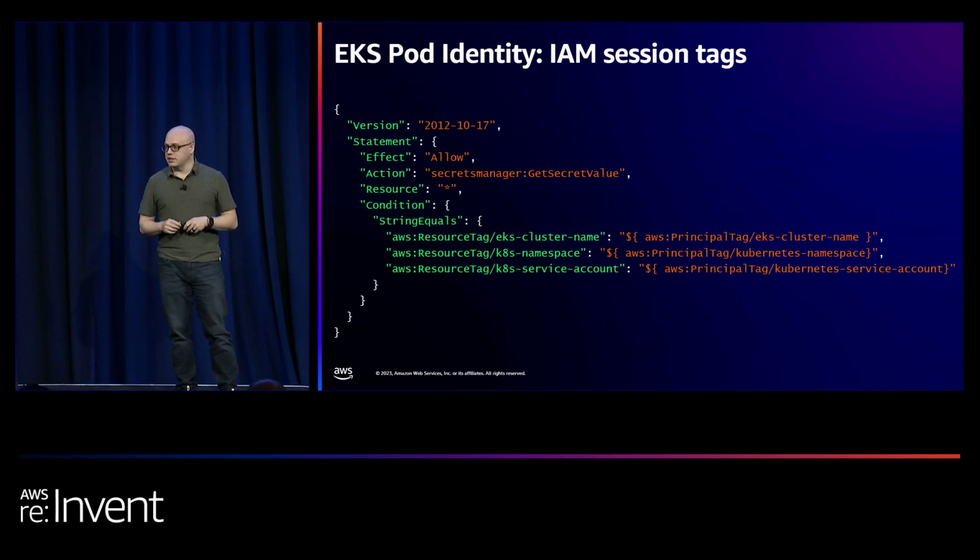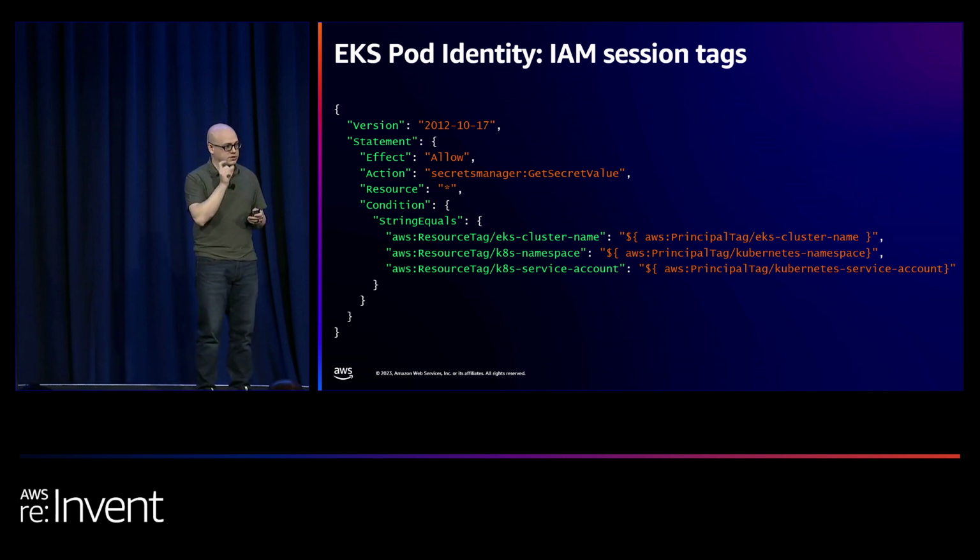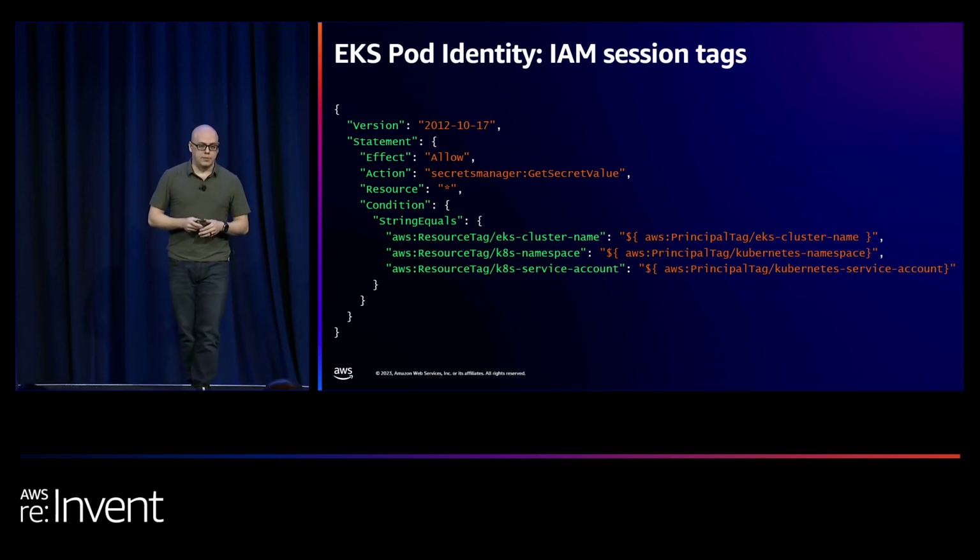And what that session tagging ends up looking like, and the way you can use that, and this is an incomplete example, but just to show how this works: say you have an AWS resource that's a Secrets Manager secret, and those secrets have tags. Say the tag is EKS-cluster-name, and the value is whatever your cluster's name is. Same for k8s-namespace and k8s-service-account. The way that IAM role session tags come into play here is you can reference session tags in IAM policy.